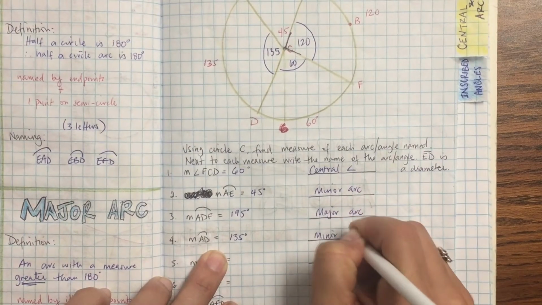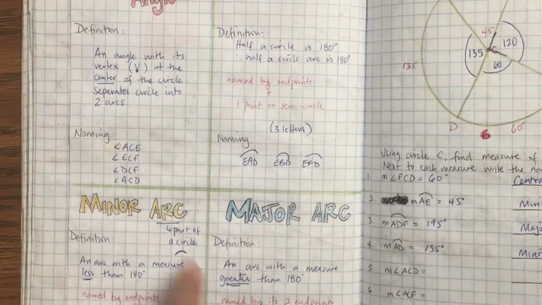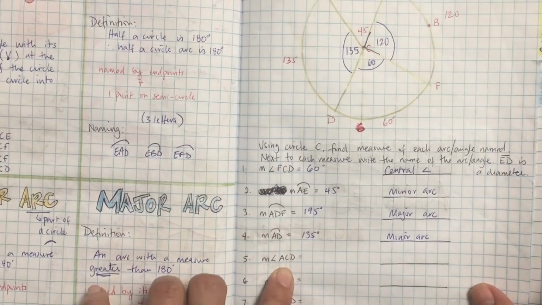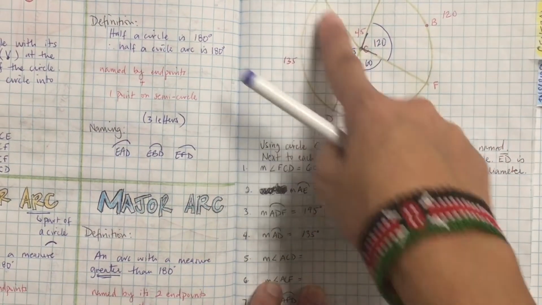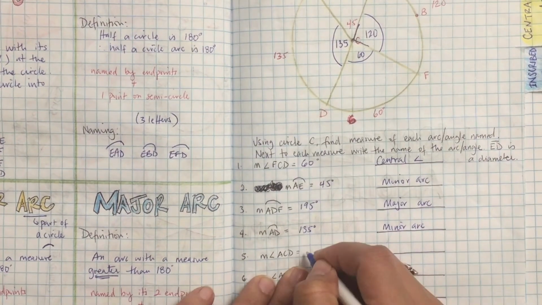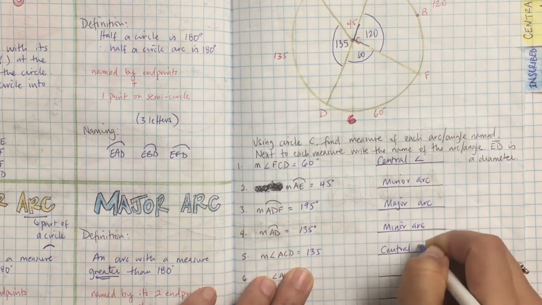Alright, the measure of angle ACD. Angle is a central angle, obviously. So A and then C and then D. AC and then D. ACD. That's 135, where that V is, at the bottom. So it's a central angle.